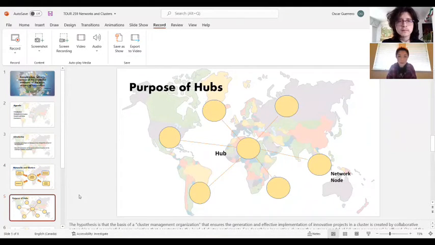Okay, purpose of hubs. So the hypothesis is that the basis of a cluster management organization that ensures the generation and effective implementation of innovative projects in a cluster is created by collaborative networking and meaningful communications that penetrate to the level of cluster participants. And for describing innovation cluster, the systems model of cluster governance is offered. And one of the network hubs accepts a role of the kernel, providing the coordinating and infrastructure functions. Okay, thank you.